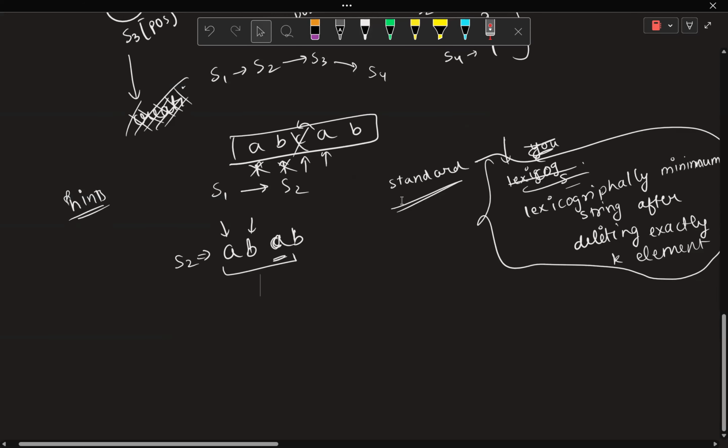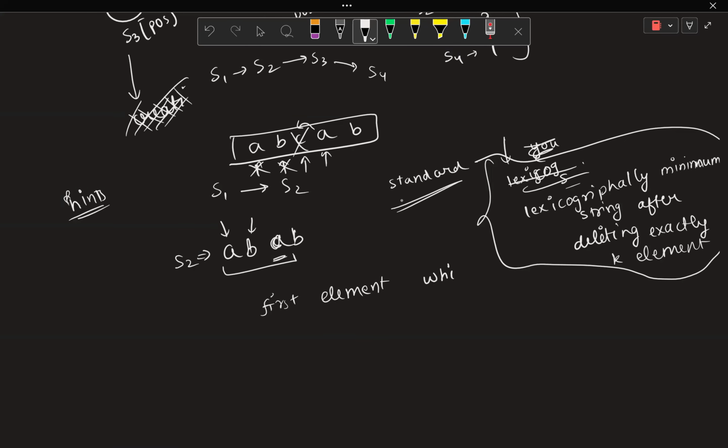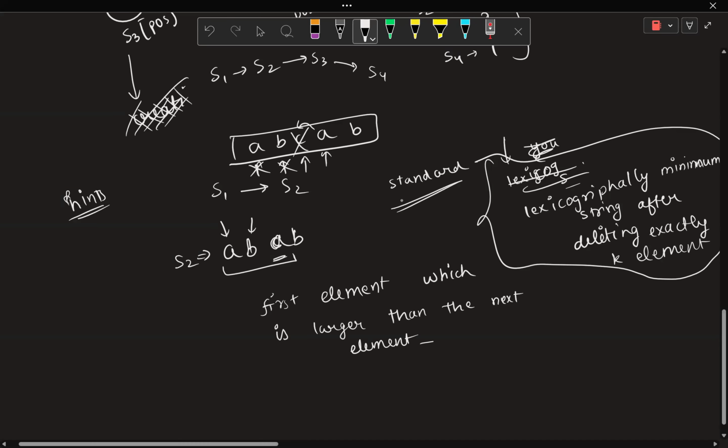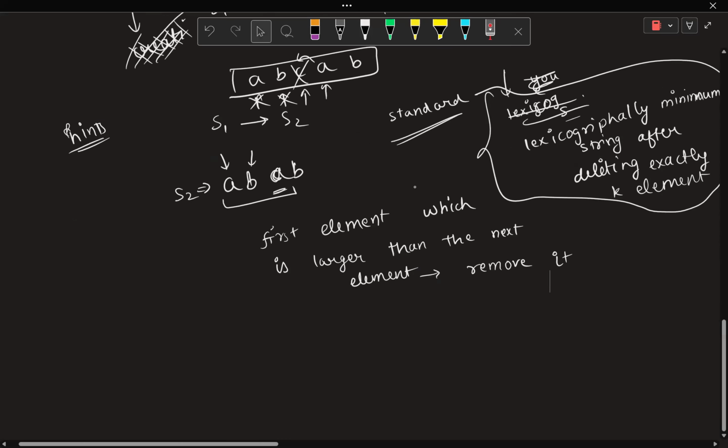So this is actually the idea behind it: you will search for the first element which is larger than the next element. Whichever element you see which is larger than the next element, or in case there is no element like this, you will just remove the last element. If you find an element which is larger than the next element, just remove it, because removing it is making the string smaller.